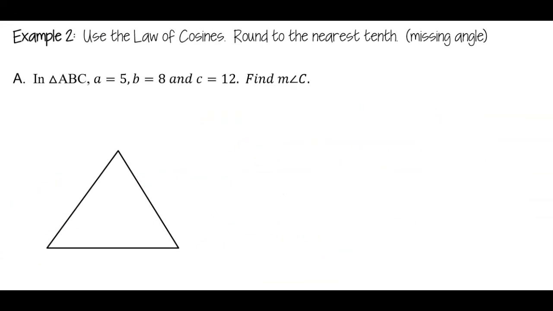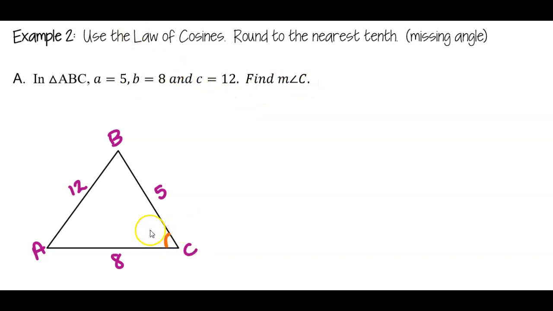Okay, in example 2, we're going to be looking at using the law of cosines to find a missing angle. In triangle ABC, let's label this out: angle A, angle B, angle C. Little a is 5, so the side across from angle A is going to be 5. Little b is 8, and little c is 12. In this particular triangle, we know all the sides, but none of the angles. And they want us to find the measure of angle C.